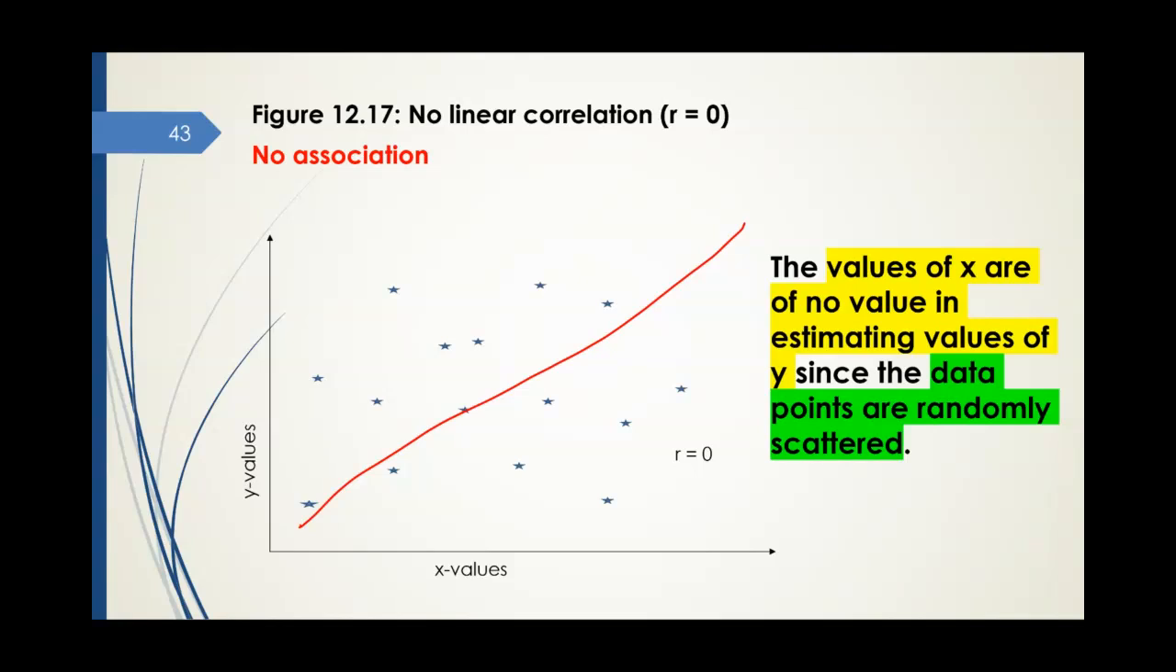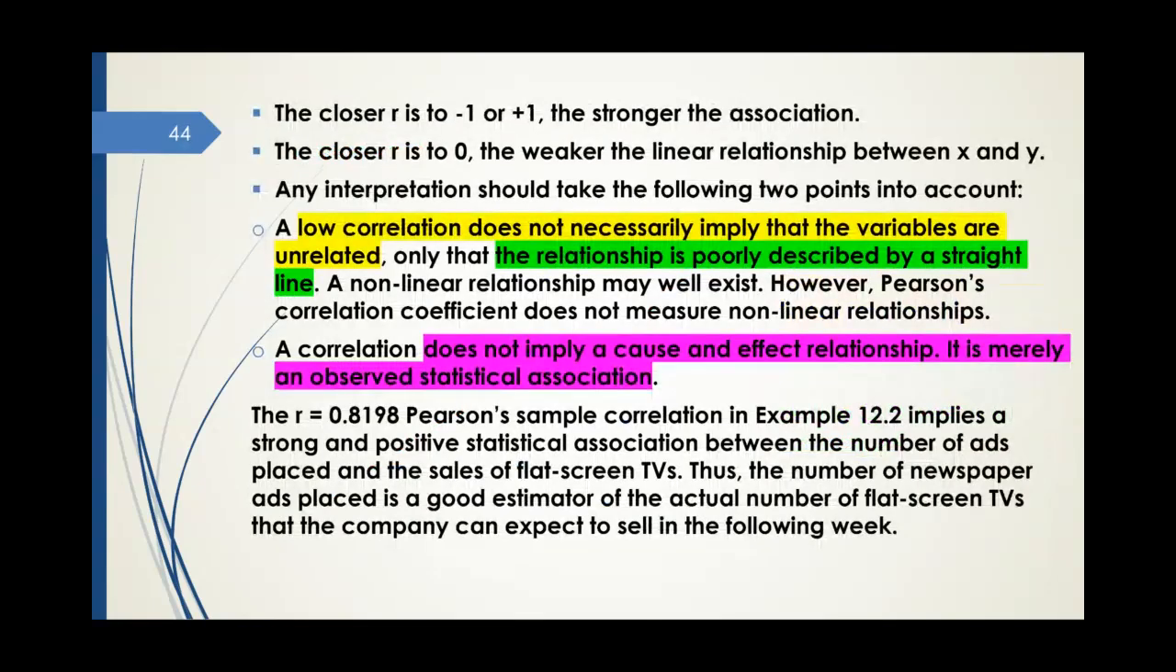In other words, the values of x are of no value in estimating the values of y. Remember, we're doing this so we can predict the dependent variables, but since the data points are randomly scattered, which is what we have just highlighted, we can't.